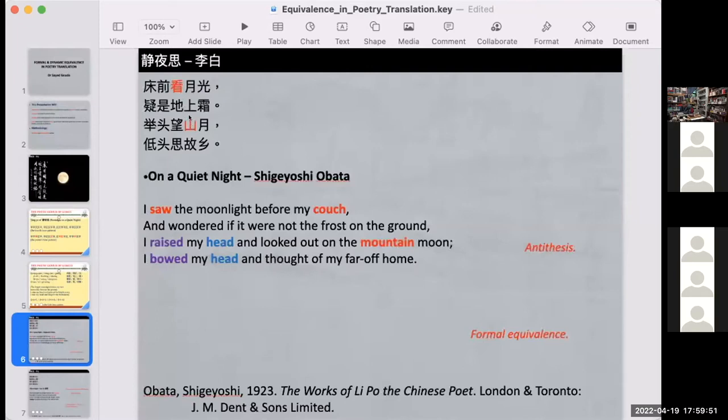This is another version, the second version of the poem. We can see that he translated it literally. "I saw the moonlight before my couch and wondered if it were not the frost on the ground." Not poetic translation. We can feel it's more like prose. Here he just followed the Chinese structure. He faithfully followed the Chinese structure. That's why I would say this is formal equivalence, because he tried to keep the original text and the original meaning. The source text was his focus.